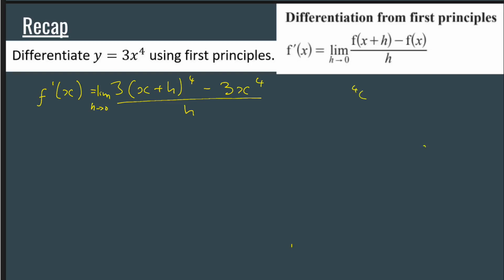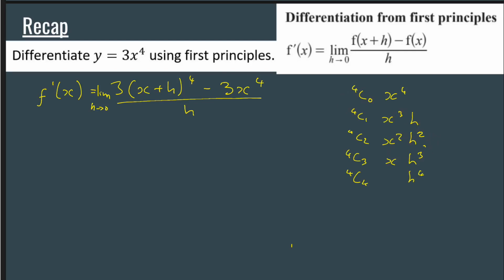You can do 4 choose 0, which is 1. 4 choose 1, which is 4. 4 choose 2, which is 6. 4 choose 3, which is 4. And you can type them in your calculator if you want. Or, if you know what they are, there's 1, 4, 6, 4, 1 from Pascal's triangle. I'll then get x to the 4, x cubed, x squared and x, and then h to the 4. Notice how they all add up to 4, all the powers.